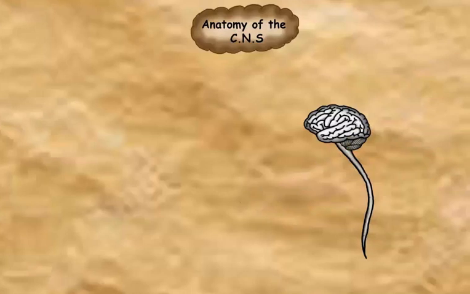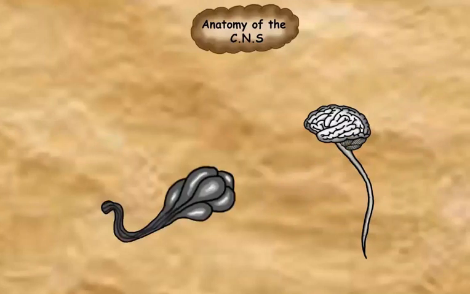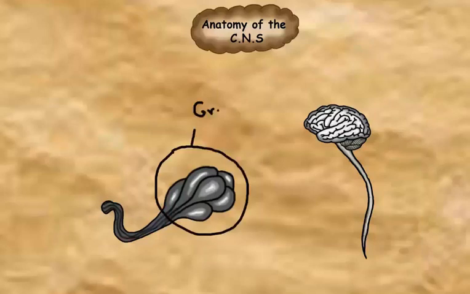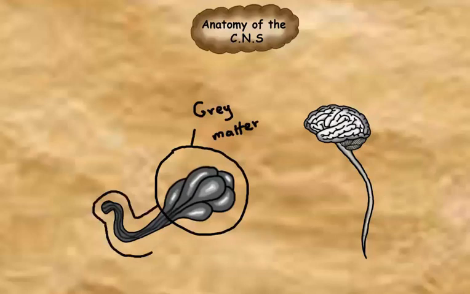Now let us first start with basics before we go into details. Now, when there is an aggregation of cell bodies in the nervous system, it is called gray matter. And when part of the nervous system contains axons condensed in a specific site, we call it white matter.